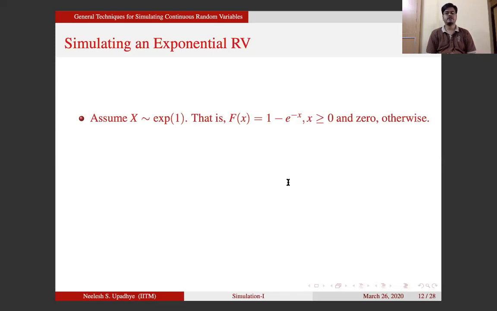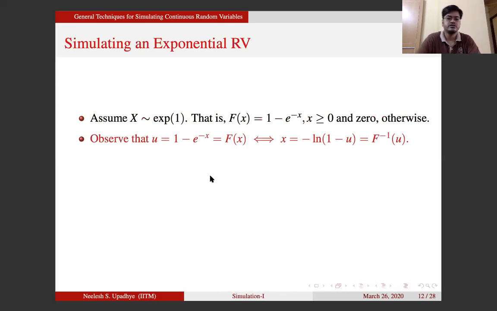The CDF of that exponential distribution is given as F of x is equal to 1 minus e raised to minus x for x greater than or equal to 0, and 0 otherwise. So it's a non-negative random variable. It doesn't matter whether the random variable is negative or non-negative, our method goes through. But in this case, it turns out to be a non-negative random variable. Naturally, I want to compute F inverse of this. So let us do it.